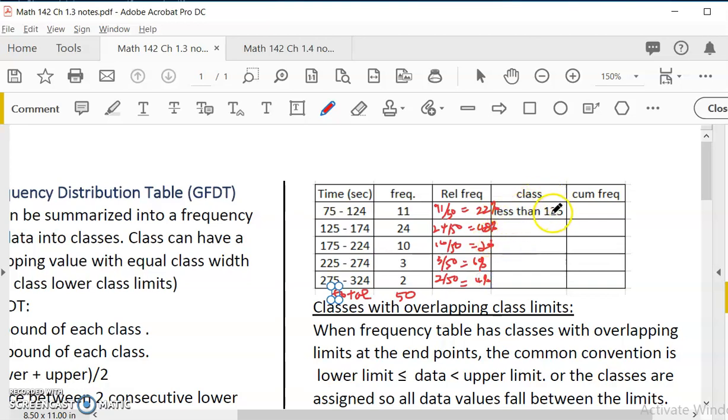Cumulative would be less than. So this is 75 to 124. They're all less than 125. So cumulative 11. What is the second one? They're all less than 175. So you say less than 175. So that would be 11 plus 24, 35. So you keep on adding them until you have the total here.